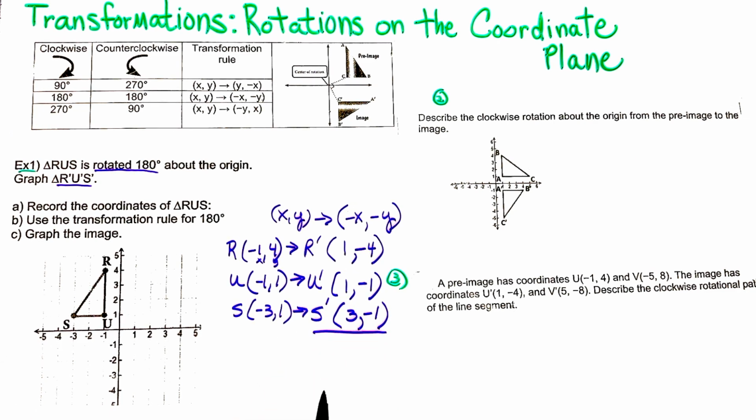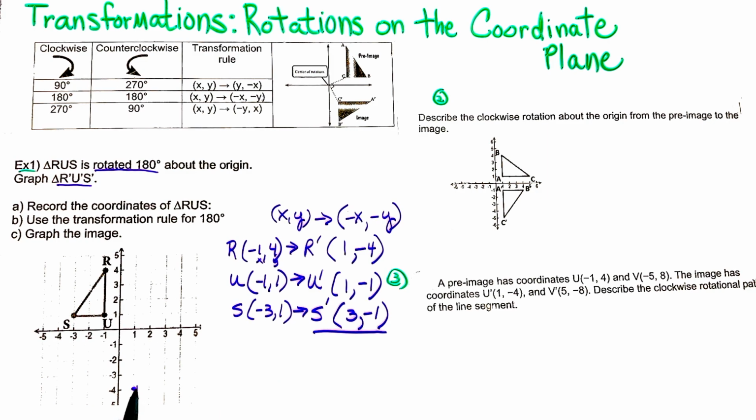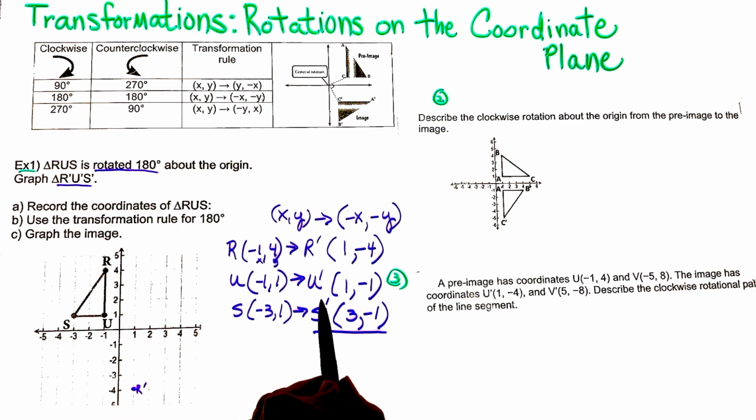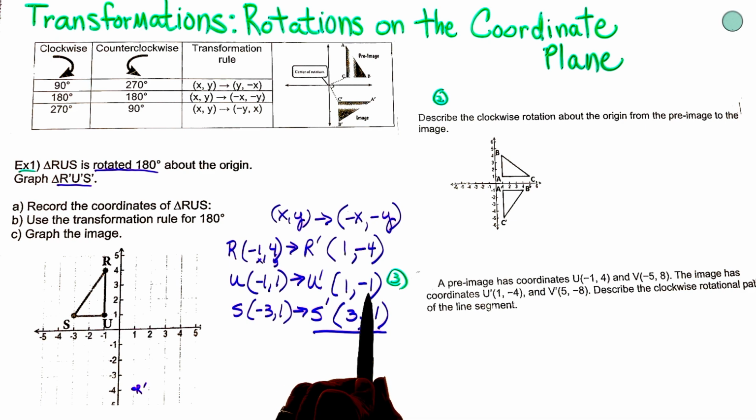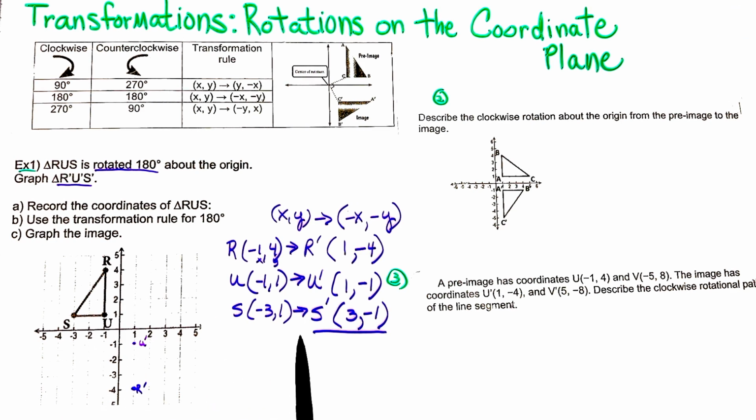So I'm going to 1 and -4. So here is 1 and 1, 2, 3, 4. I'm putting my point there, and that is my R prime. I'm going to the 1 and -1. Here's 1 and -1, and that will be my U prime. And then I'm going to go to where I have a 3 and -1. So 1, 2, 3, negative 1, and that will be my S prime.